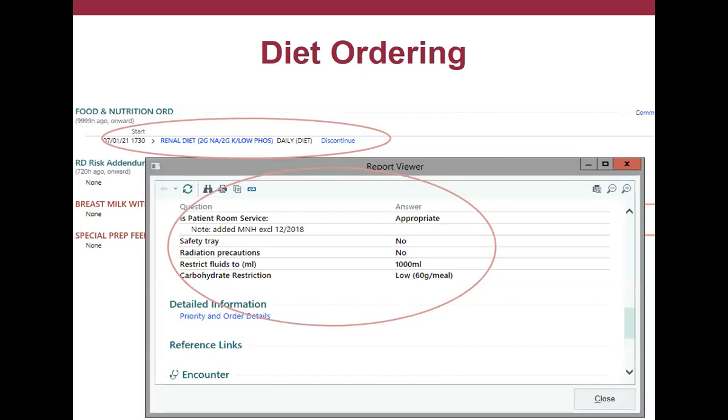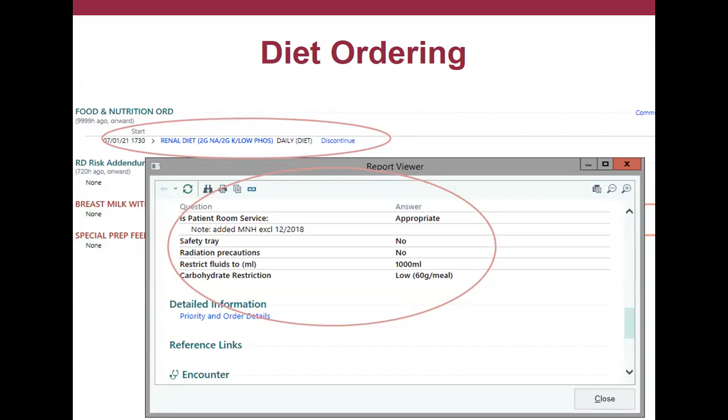Okay, and so here's an example. Let's just say this is a 60-year-old with end-stage renal disease on dialysis, diabetes, comes in with shortness of breath. This is a cruel diet. It's mean. Renal, so 2 grams sodium, 2 grams potassium, low phosphorus, low carbohydrate restriction, and fluid restriction, 1,000 milliliters, which is like 1 cup at each meal. That patient, if I could show you guys what they could order, it's minimal.